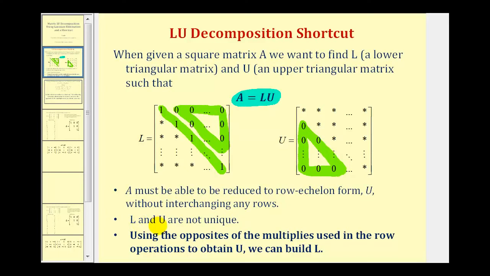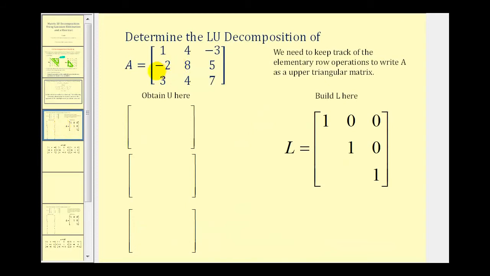Also, matrix L and matrix U are not unique, and because we're using the shortcut method, we're going to be using the opposites of the multipliers used in the row operations to obtain U to build matrix L. So let's take a look at an example. We want to determine the LU decomposition of the given 3x3 square matrix.